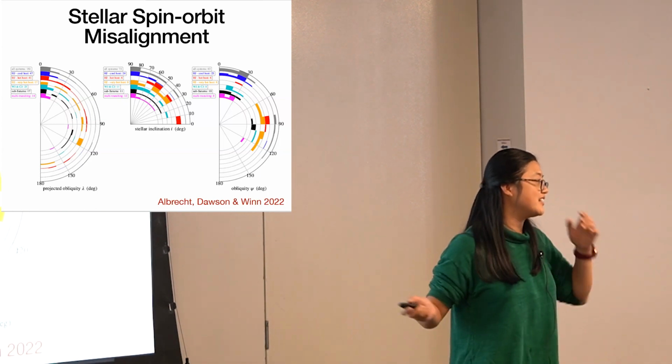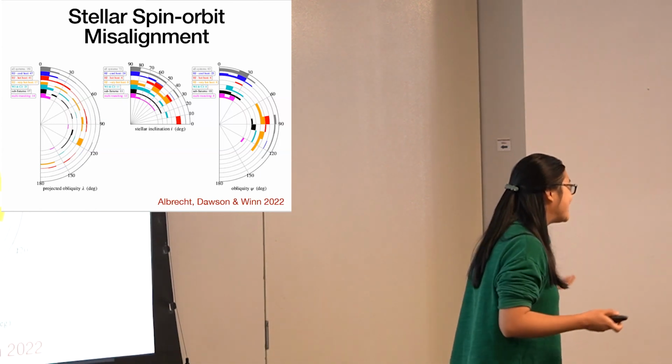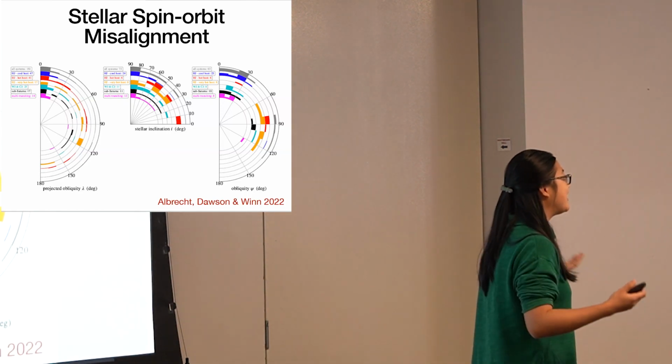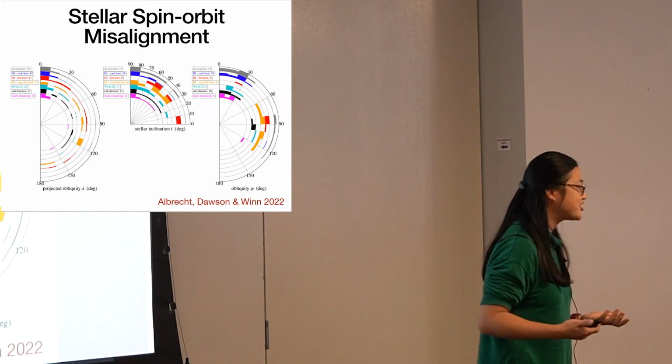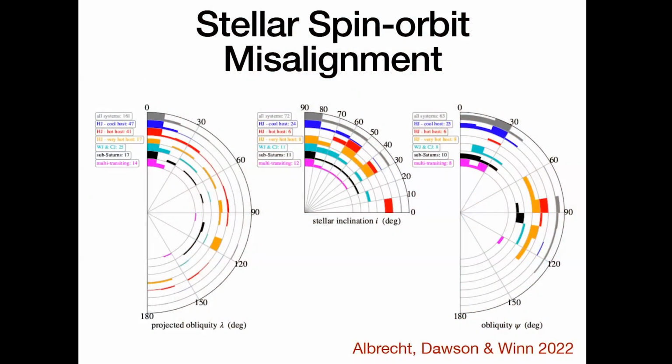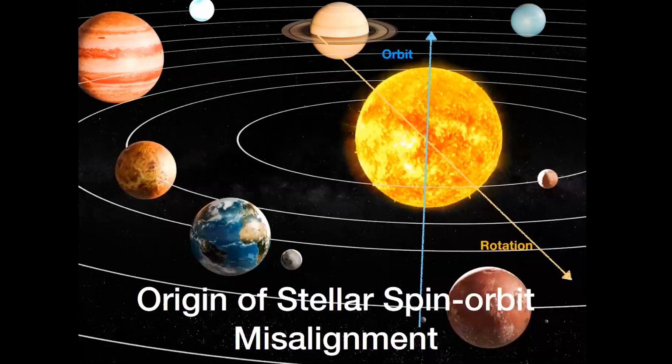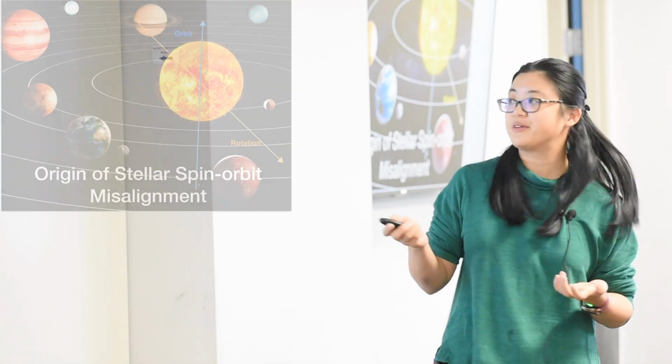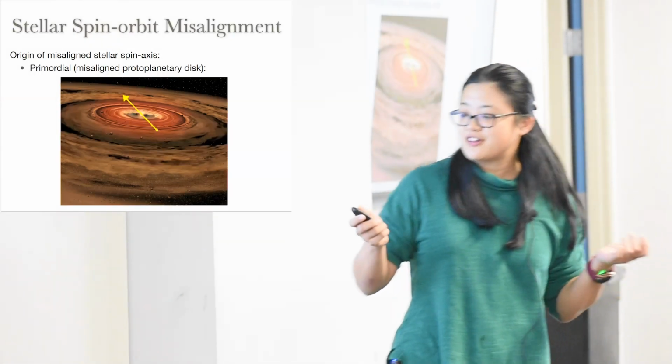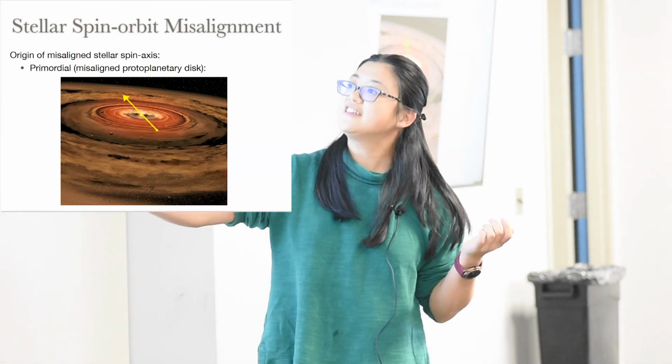So now the question is, how come these exoplanets can have this drastically different orbital architecture, different from our solar system planets? Immediately after the observed puzzle, many theoretical mechanisms were proposed to explain the origin of the spin orbit misalignment. And this can roughly be divided into two categories.